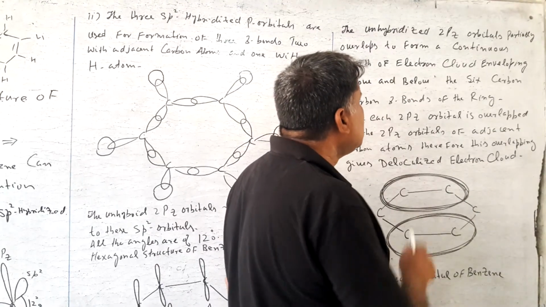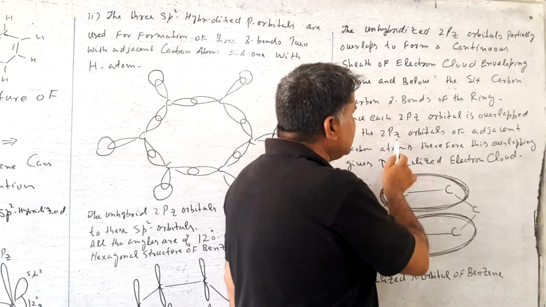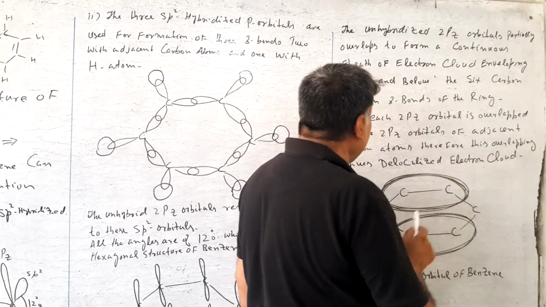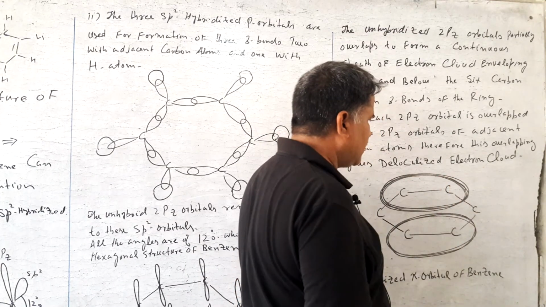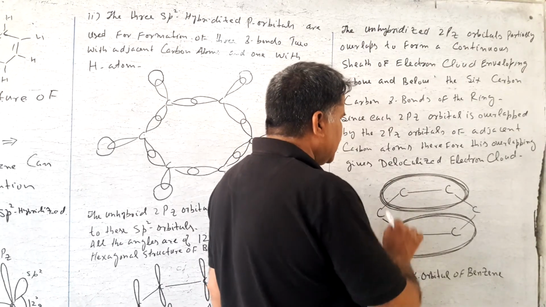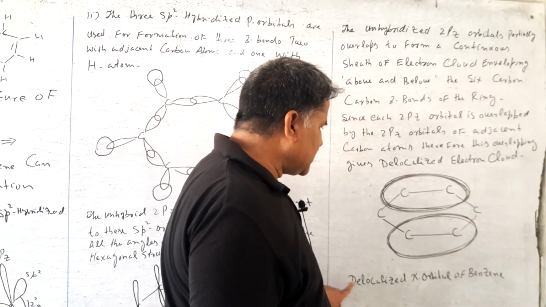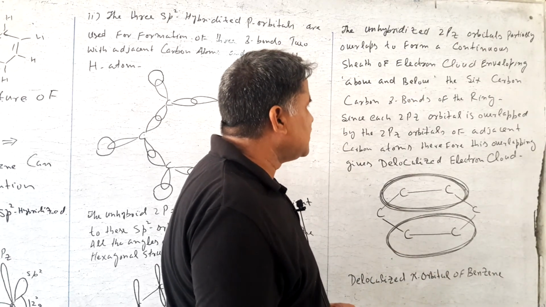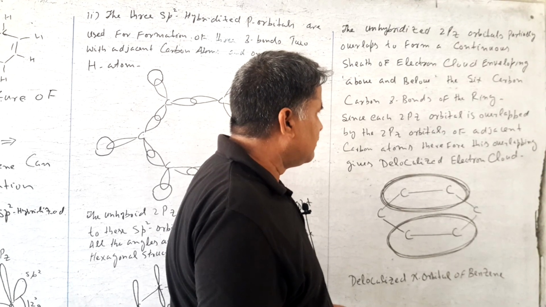Since each 2pz orbital is overlapped by the 2pz orbitals of adjacent carbon atoms, this overlapping gives a delocalized electron cloud above and below the sigma network. It is above the plane, it is below the plane. It is the delocalized pi orbital of benzene. So we can say the structure of benzene can be best explained by the atomic orbital treatment of benzene. Thanks.